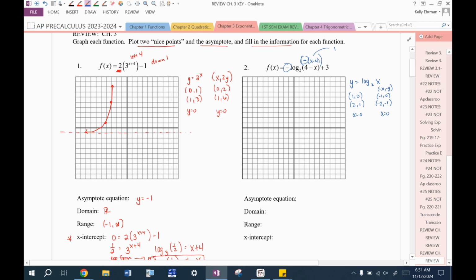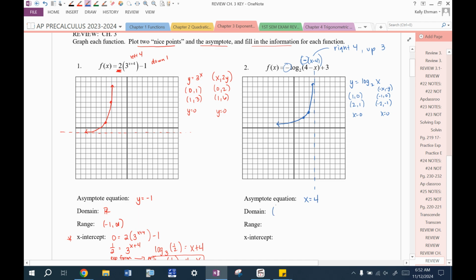And then the graph goes right 4 and up 3. So when you move the x equals 0 line right 4 and up 3, it's at x equals 4. And then plot the point (-1, 0) and go right 1, 2, 3, 4 and up 1, 2, 3. (-2, -1), go right 1, 2, 3, 4 and up 1, 2, 3. So I have something like this. The asymptote equation is x equals 4.